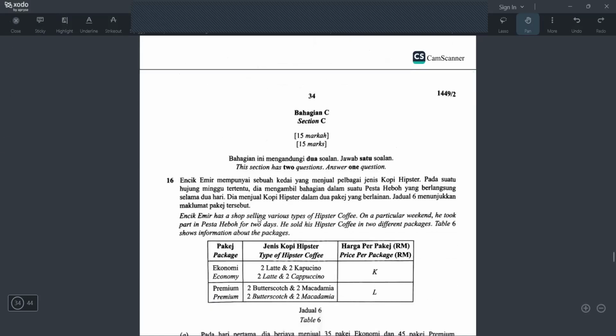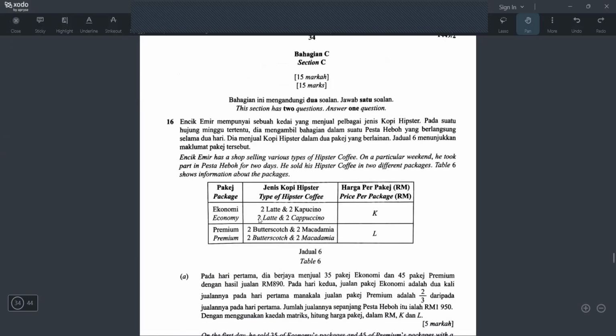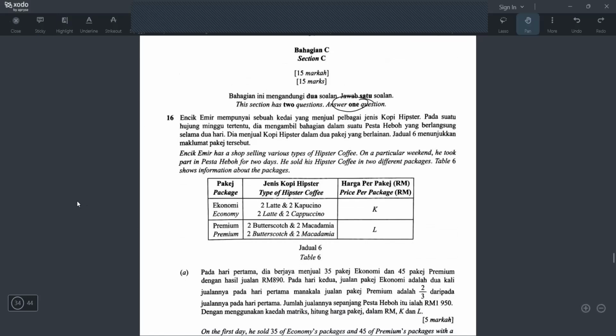Okay, now we will enter section C. Section C says this section has 2 questions, answer only 1 question. But I will do both. Yeah, I will do both questions. Okay, because I'm doing this video for revision purposes, so I will do 2 questions.